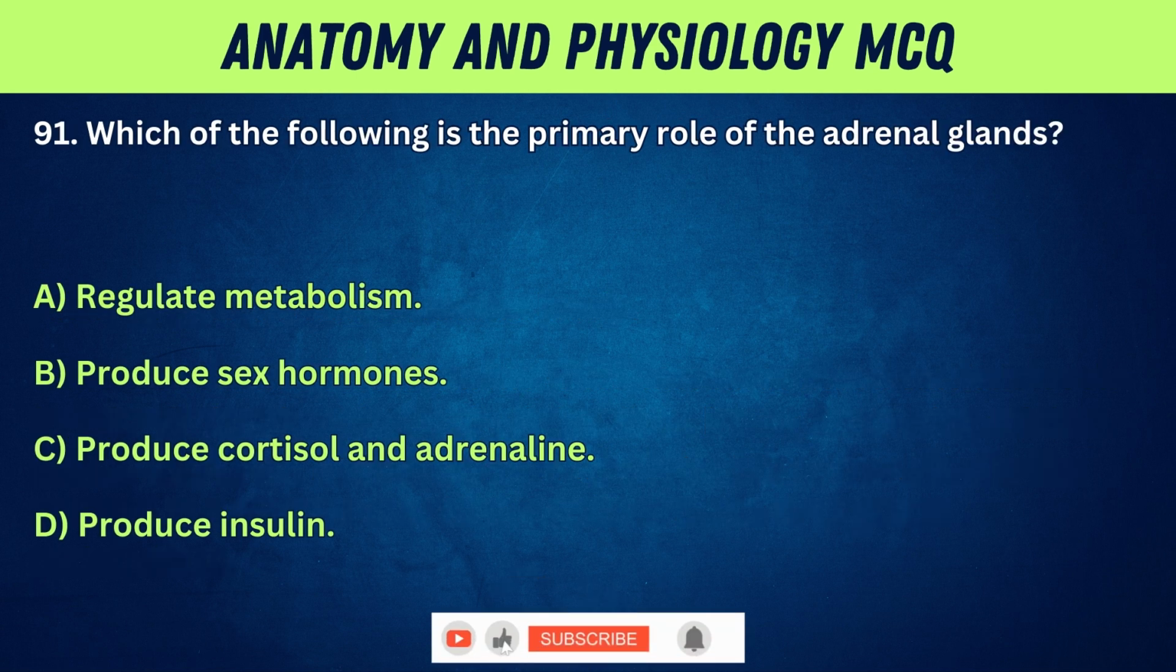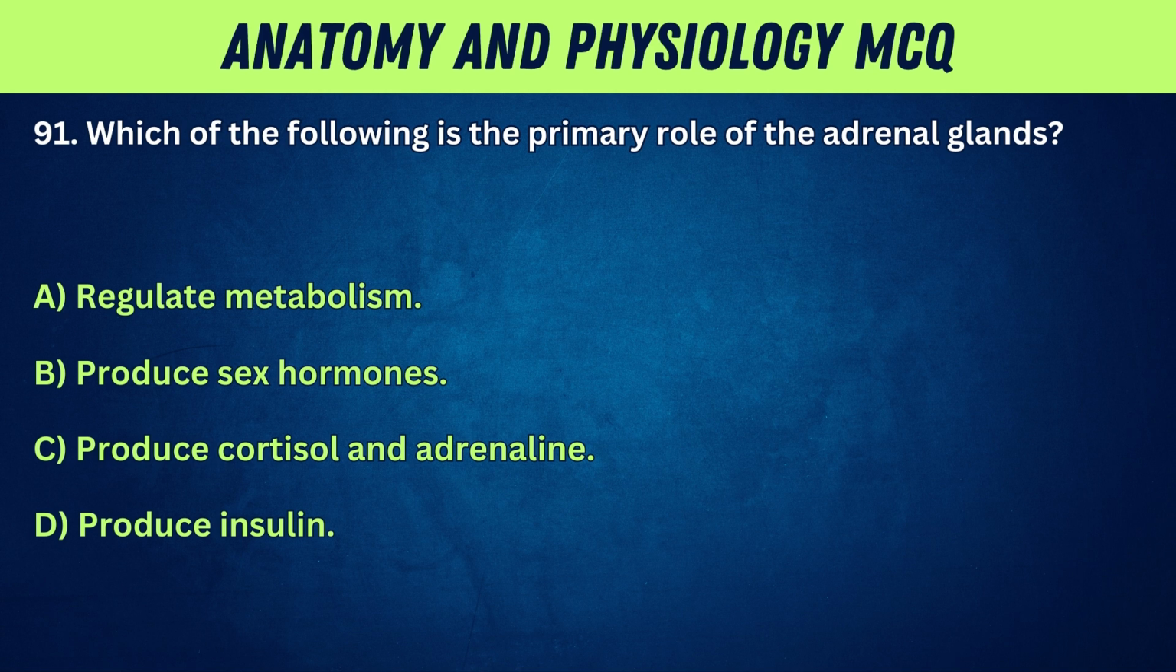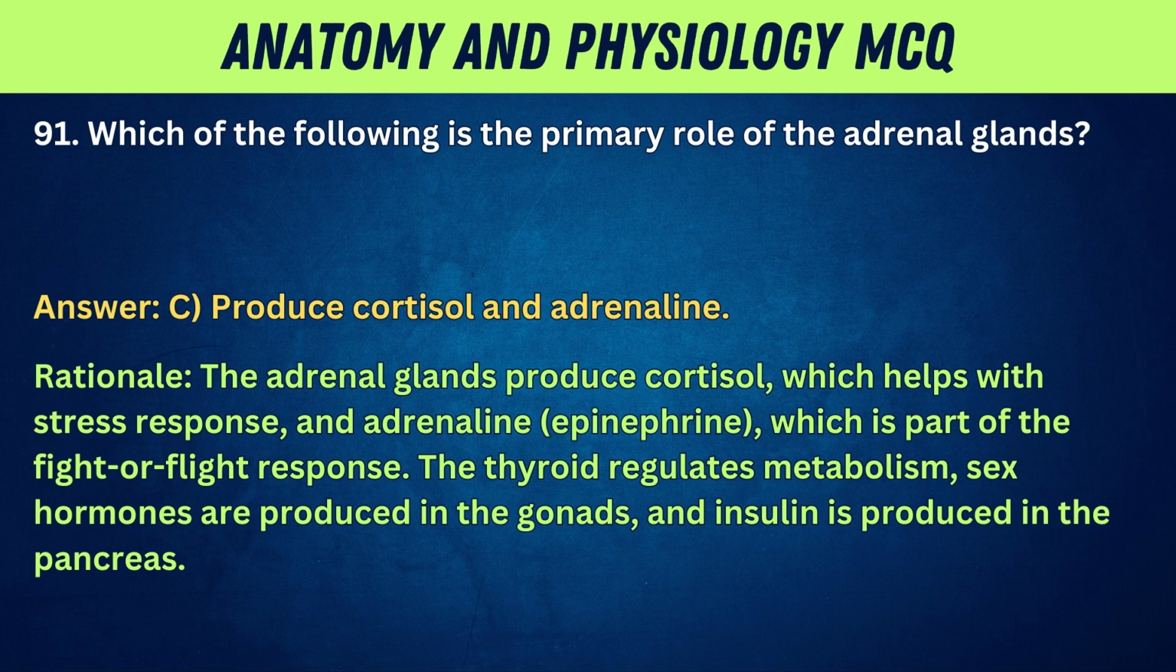91. Which of the following is the primary role of the adrenal glands? A. Regulate metabolism. B. Produce sex hormones. C. Produce cortisol and adrenaline. D. Produce insulin. Answer: C. Produce cortisol and adrenaline. Rationale: The adrenal glands produce cortisol, which helps with stress response, and adrenaline (epinephrine), which is part of the fight-or-flight response. The thyroid regulates metabolism, sex hormones are produced in the gonads, and insulin is produced in the pancreas.